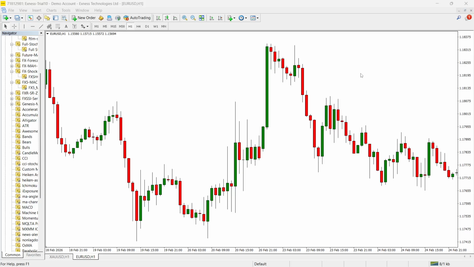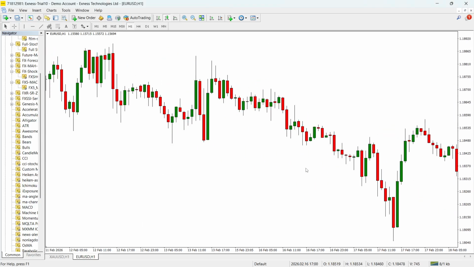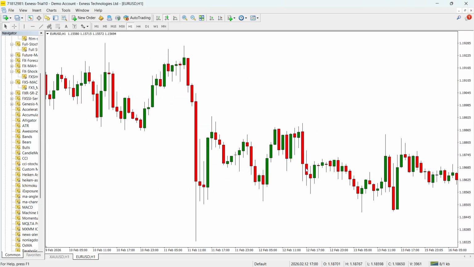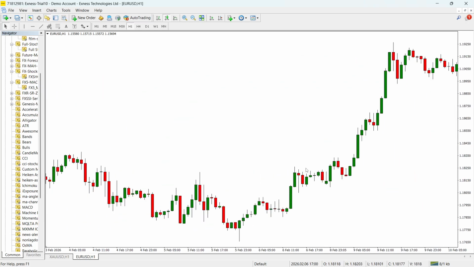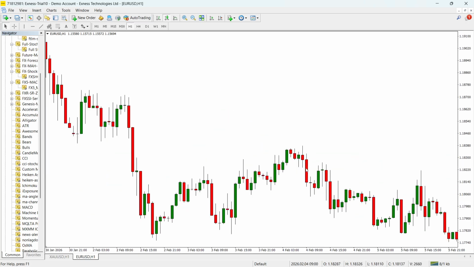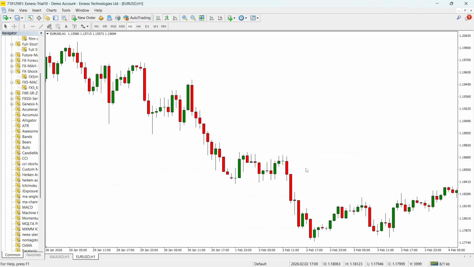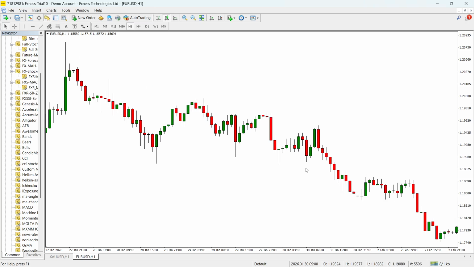Hello traders, in this video we're exploring the future MACD indicator for MT4. We'll look at how this enhanced MACD style oscillator appears on the chart, how its histogram and signal line imply changing momentum, and which parameters you can control in the settings.